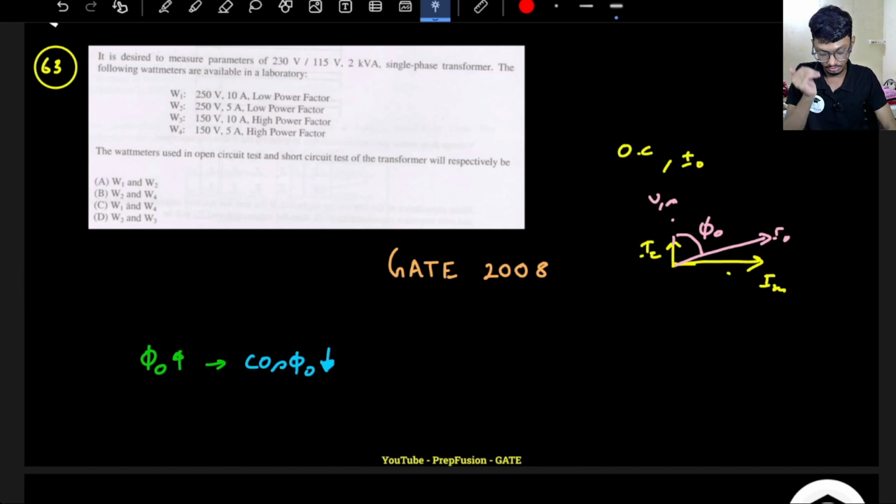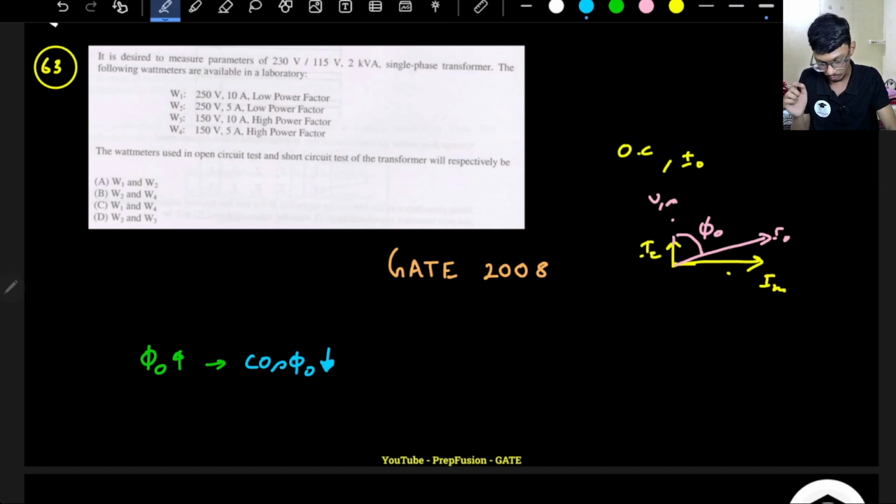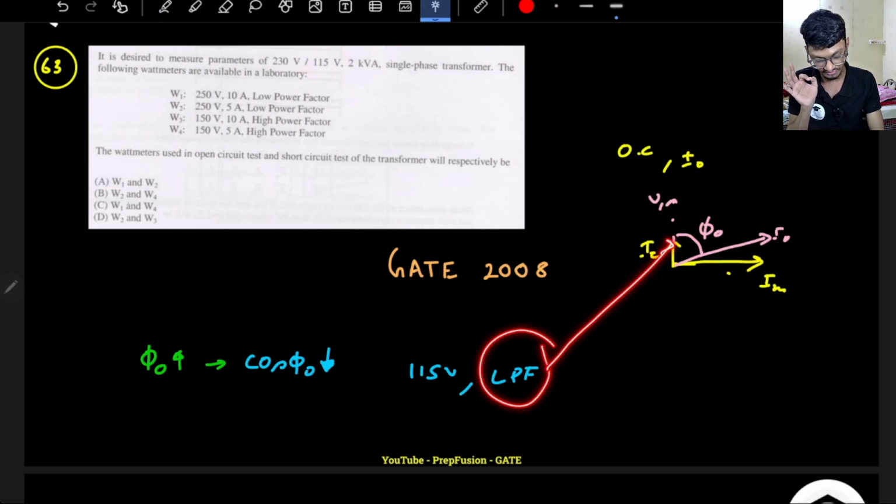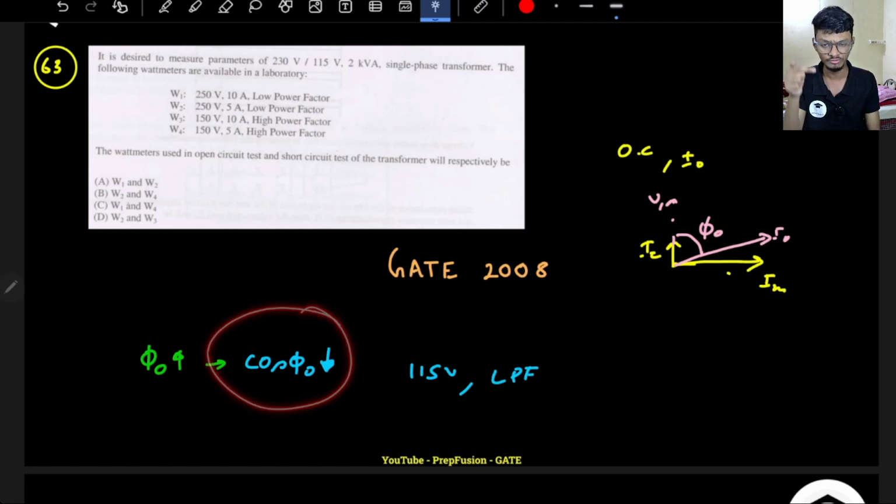For an open circuit test, I will require a wattmeter which supports obviously the rated voltage of the secondary, I mean the low voltage winding. So 115 volts it should support. Also it should be a low power factor wattmeter. It should not be a high power factor wattmeter. If someone has studied measurement, they will know that if I use a high power factor wattmeter where the power factor of the load is very low, it will cause huge errors in measurement. So we will use a low power factor wattmeter because the phase angle is very high, as my cos phi will be very low. For open circuit test, I will choose a low power factor wattmeter.